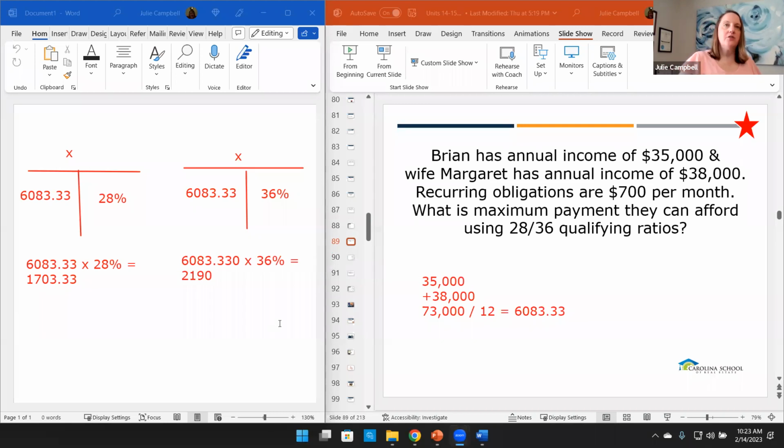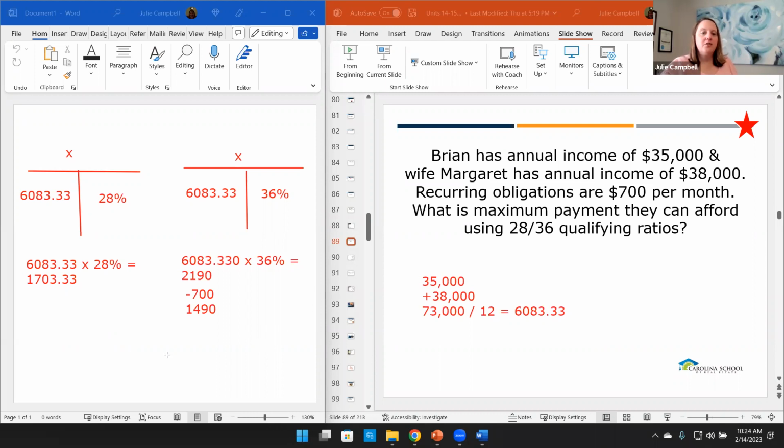Remember though, the lender wants to do a side-by-side comparison of just the maximum payment of just the housing expenses. So once we found out that the $2,190 is the allowable of the housing expenses plus the recurring debt, now we need to take that X and we need to minus what the problem tells us is their recurring debt. So now we have a true side-by-side comparison of housing expenses under 28% ratio and just housing expenses under the 36% ratio.